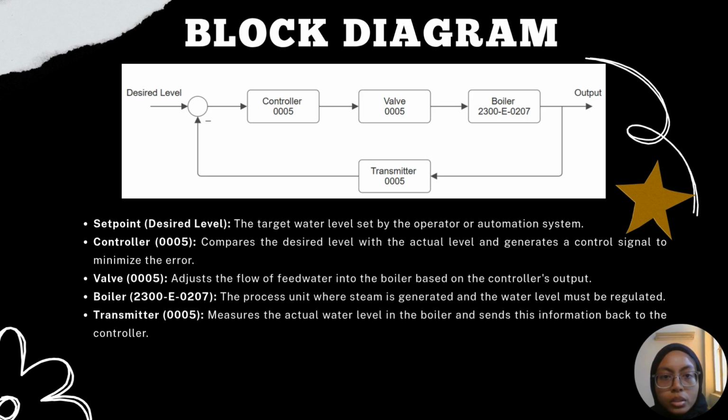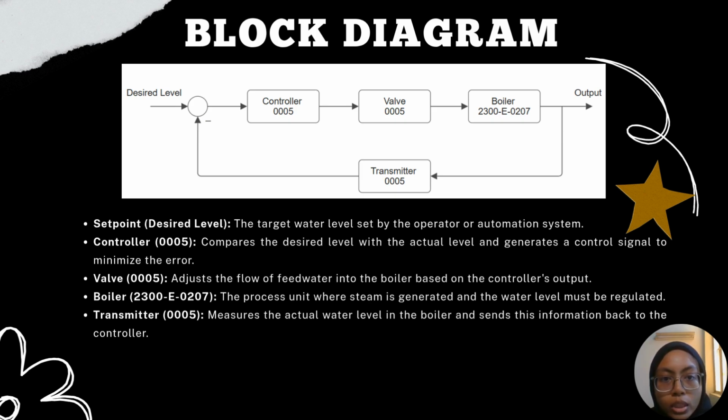So here is a block diagram representing a closed loop feedback control system. This is how we maintain our desired water level. A closed loop system means that the output of the process is continuously measured and fed back to the control loop, allowing for real-time adjustment. First, we have the set point, or what we call the desired level. This is our target water level, the ideal state we want to achieve and also maintain. It is set by an operator or even an automated system.